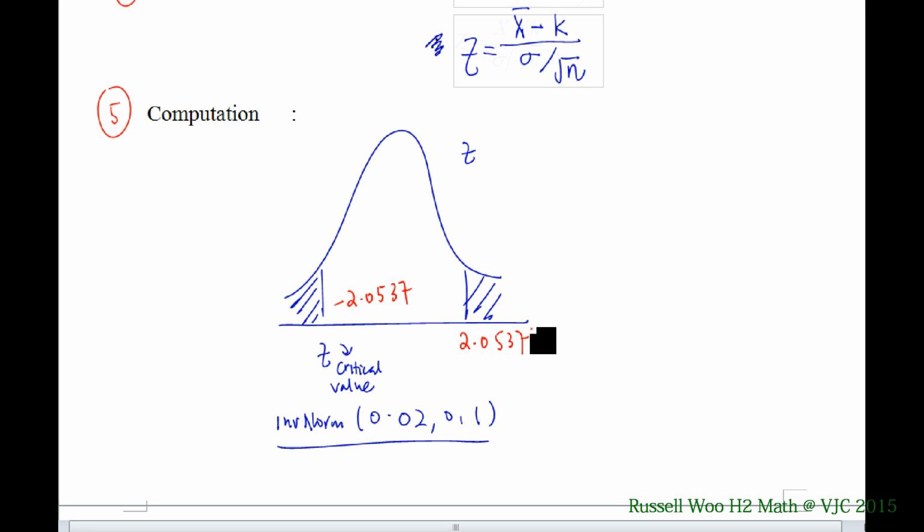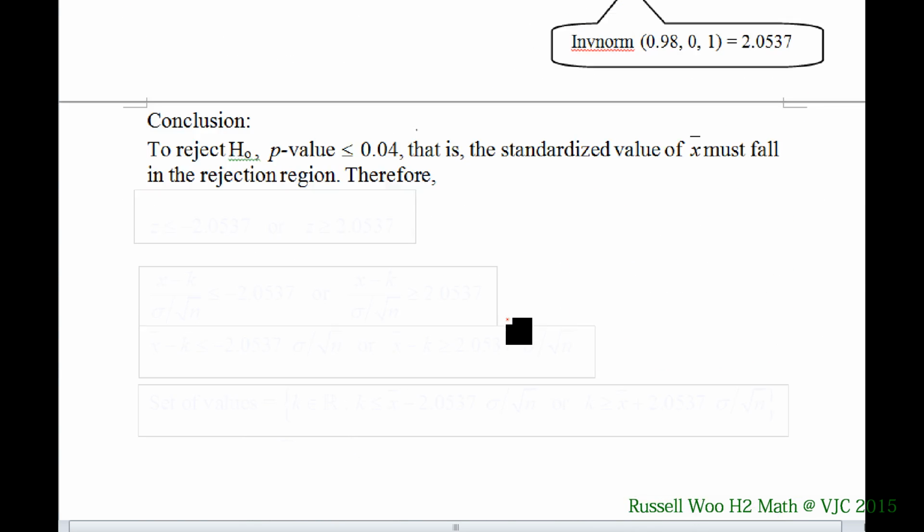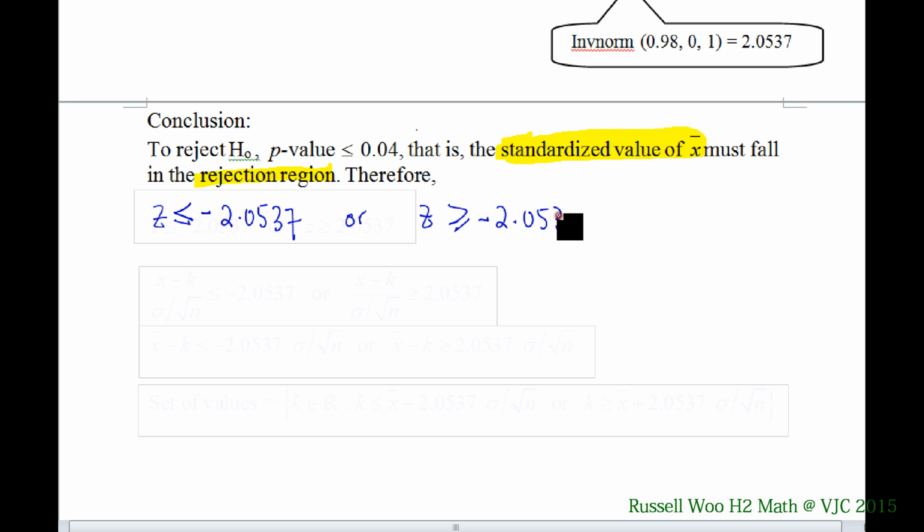So, therefore, I'm going to write here now. The standardized value Z of x bar must fall in the rejection region. What is the rejection region? Again, Z. The rejection region is this: Z must be smaller or equal to negative 2.0537, or Z must be greater or equal to 2.0537. But this is the standardized value of x bar.